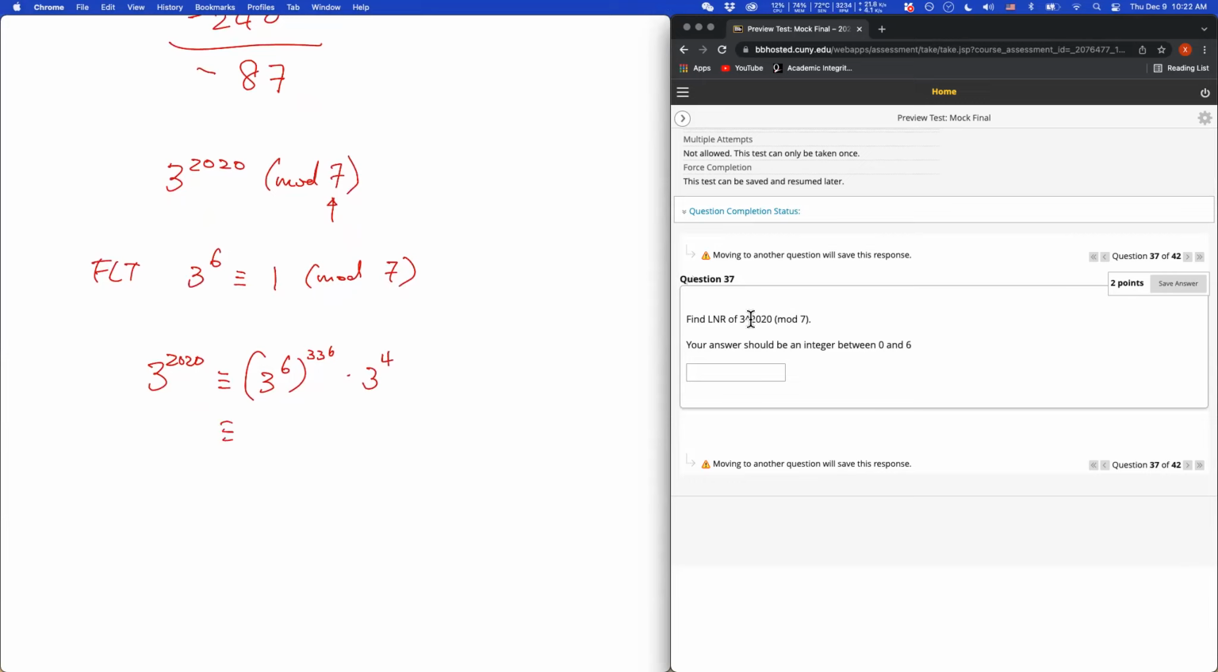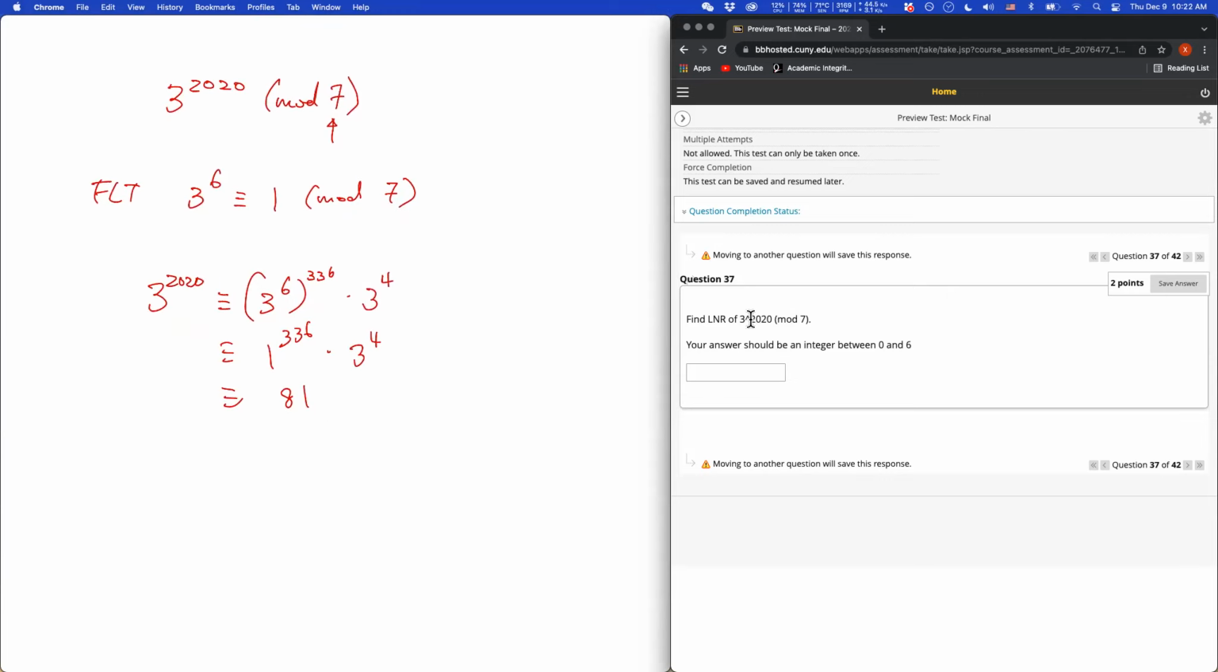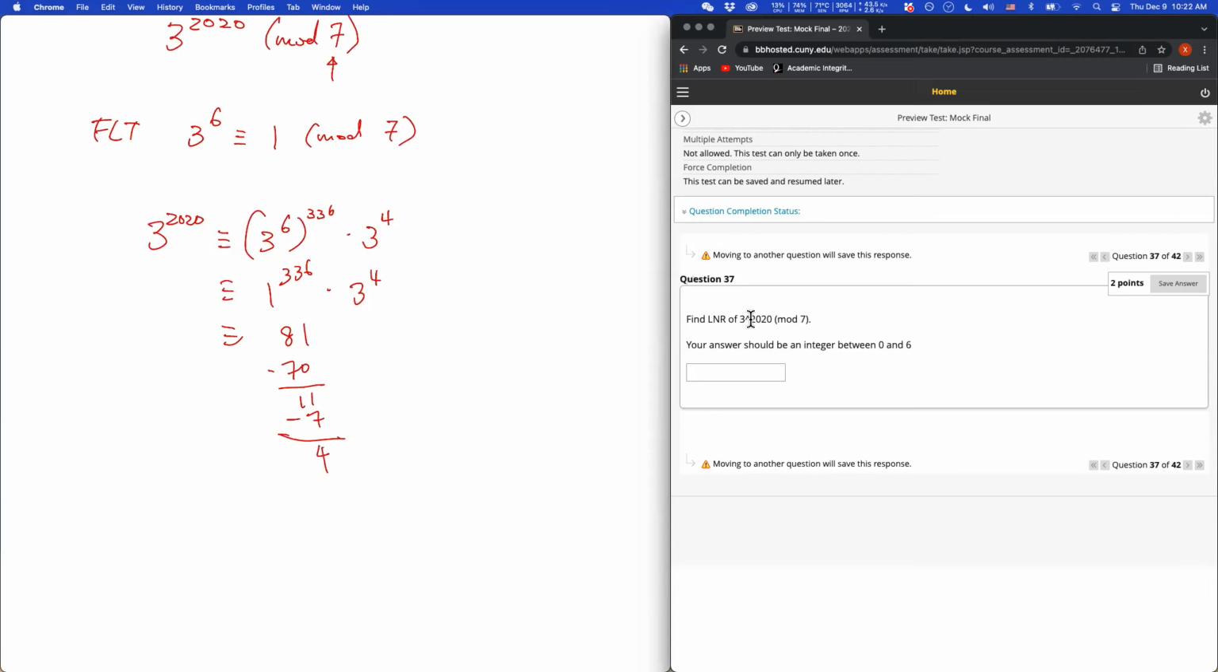And 3 to the 6 is congruent to 1, so you have 1 to the 336 times 3 to the 4th. Right, and 3 to the 4th is 3 times 3 times 3 times 3, so that will give you 81. And 81 mod 7: if you subtract 70, that will give you 11. If you subtract 7 again, that will give you 4. So this is congruent to 4 mod 7. So the answer will be 4.